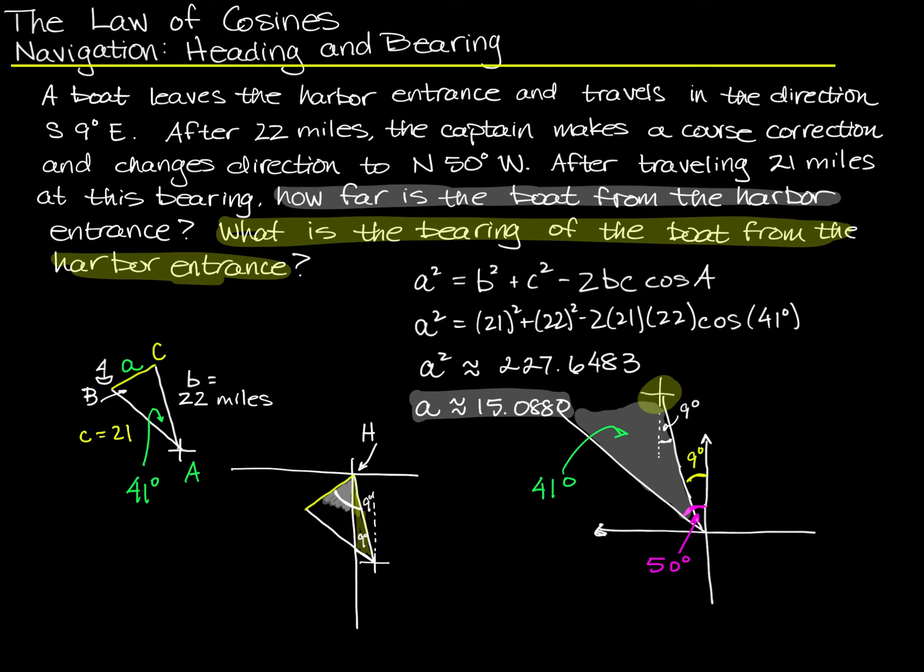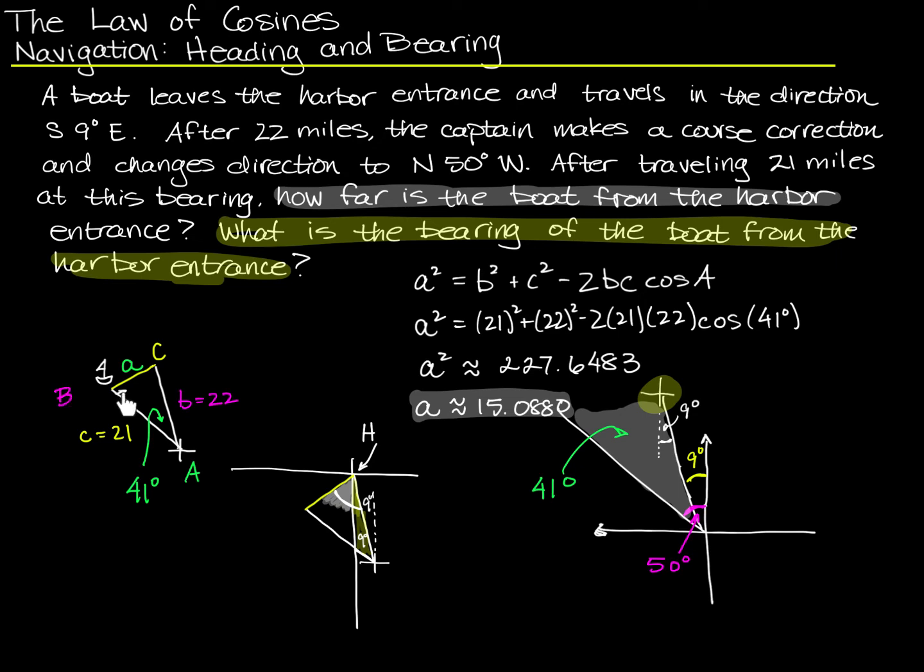And B, let's see, what should we do for B? What color should we make B? I've got blue and green, sorry, yellow and green. I guess I could go with pink. Side B is 22 miles. And let's change angle B to pink as well.